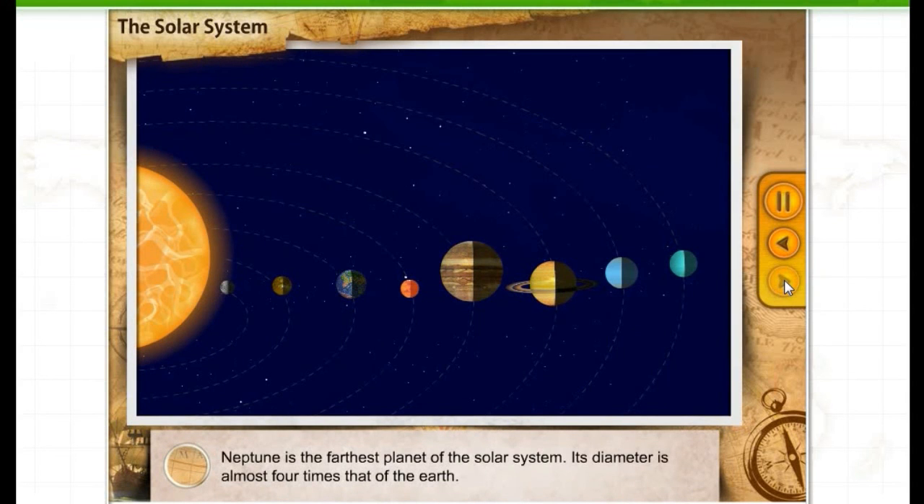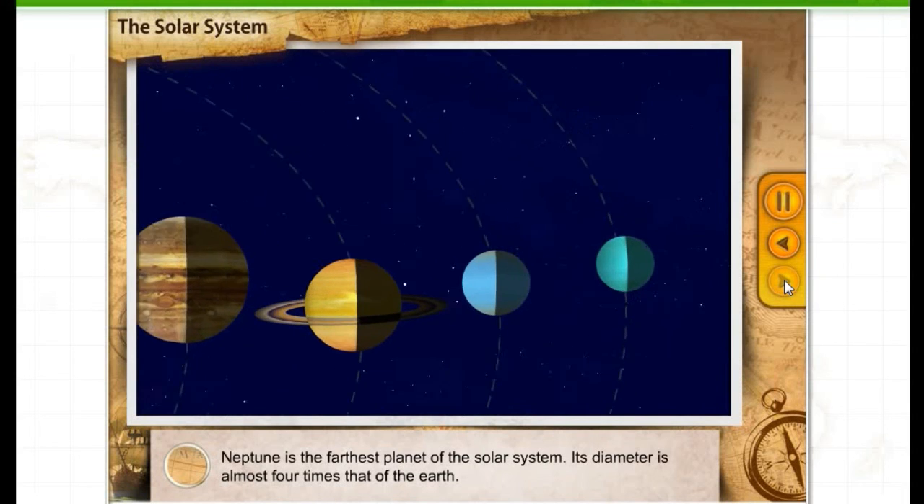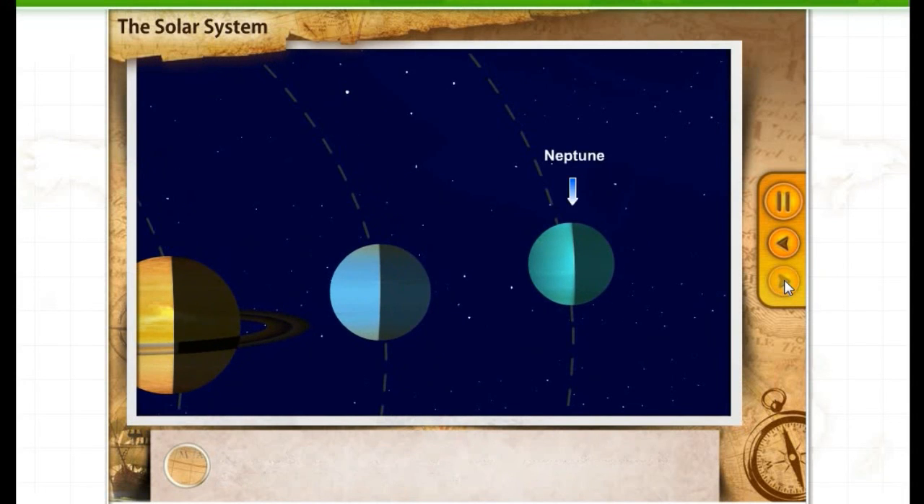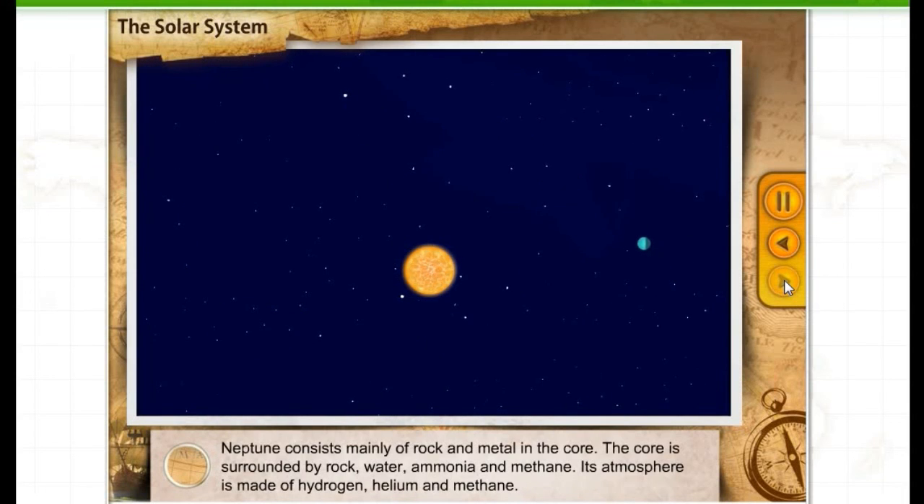Neptune is the farthest planet of the solar system. Its diameter is almost 4 times that of the Earth. Neptune consists mainly of rock and metal in the core. The core is surrounded by rock, water, ammonia and methane. Its atmosphere is made of hydrogen, helium and methane.